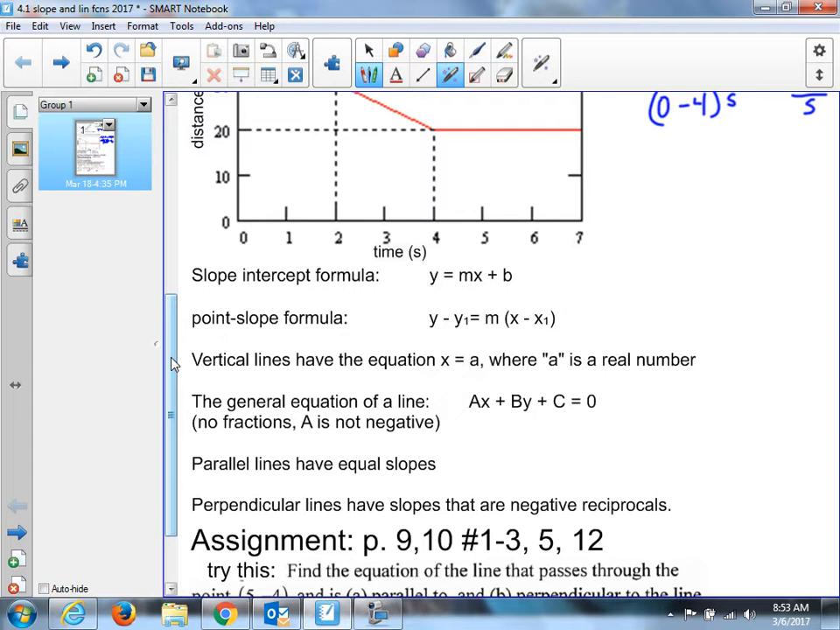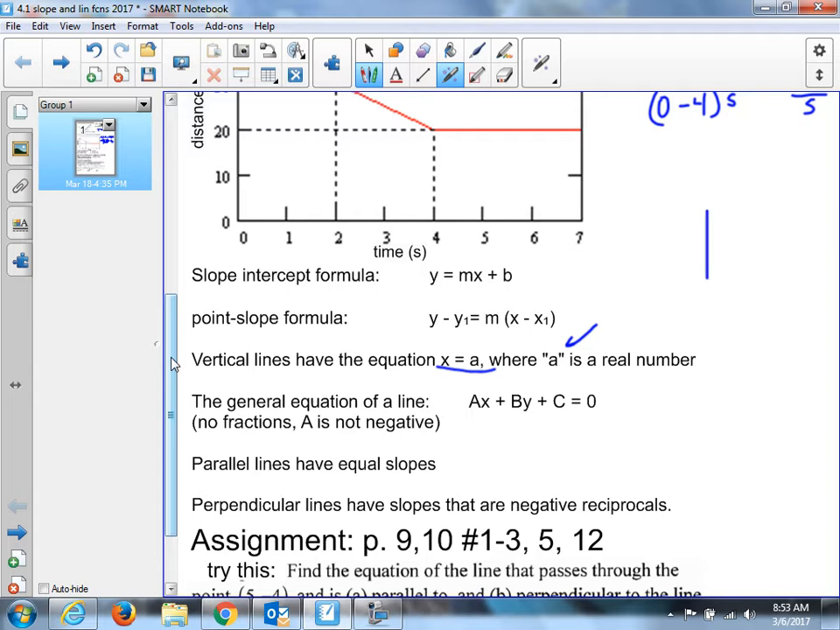There we go. So, we know this. Vertical lines have an equation. The one I was just showing you would have been x equals 4, or t equals 4 in this case, where a is a real number, right? So that's a straight up vertical line.